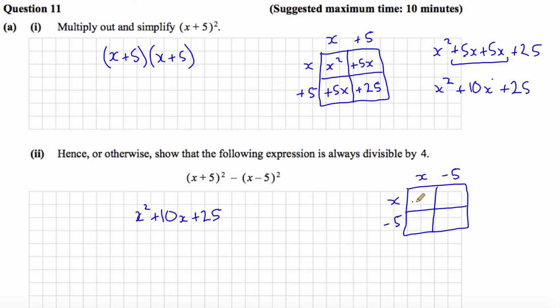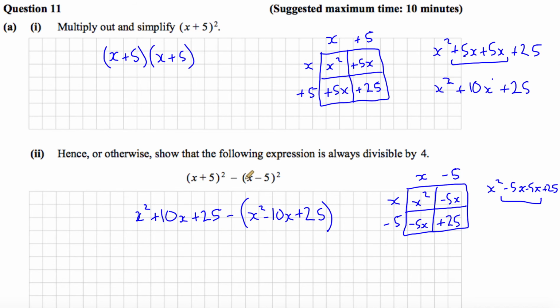So again, multiplying into the grid, we get x squared minus 5x minus 5x. And here we're going to get minus 5 by minus 5, which is plus 25. Giving us x squared minus 5x minus 5x plus 25. And again, these two combining, so we're going to be subtracting, protected with brackets, x squared minus 10x plus 25.